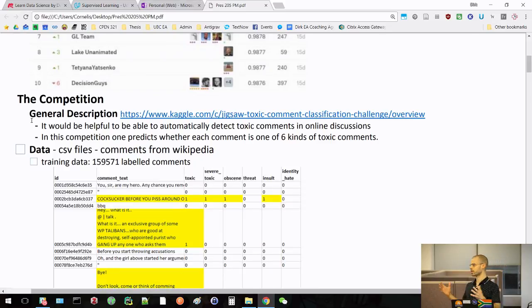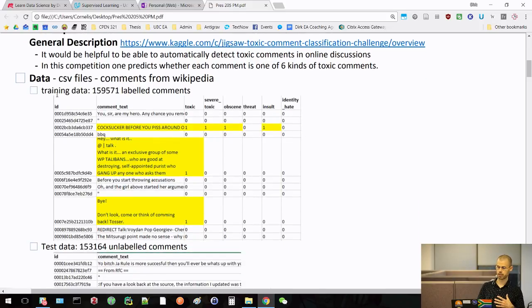So the context of the competition is that there are lots of online forums, and they can be very helpful, but sometimes people say nasty things on those forums and then people leave those forums. So it would be helpful to be able to automatically detect these nasty comments so that you can handle them somehow. There are various ways to handle them. This competition is based on the comments by people who are building Wikipedia, basically. And your task is to detect toxic comments and also to detect what type of toxic comment it is.